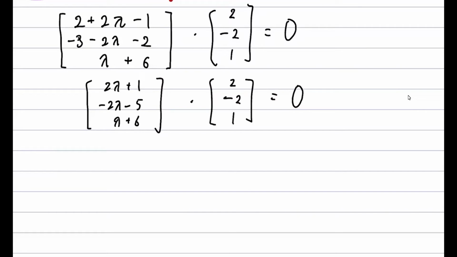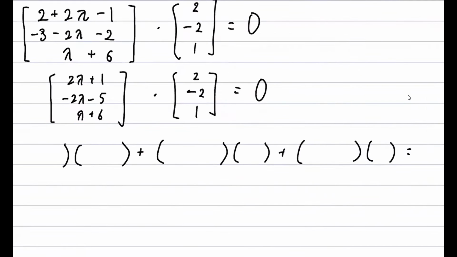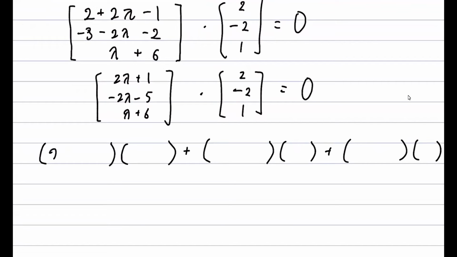I want you to write down standard format. Something times something plus something times something plus something times something. Write this down first. Equals to 0. So what is that? I think you know. 2 lambda plus 1 times 2. Negative 2 lambda. I'm doing this because I'm scared that you make careless mistakes. I'm trying to help you.